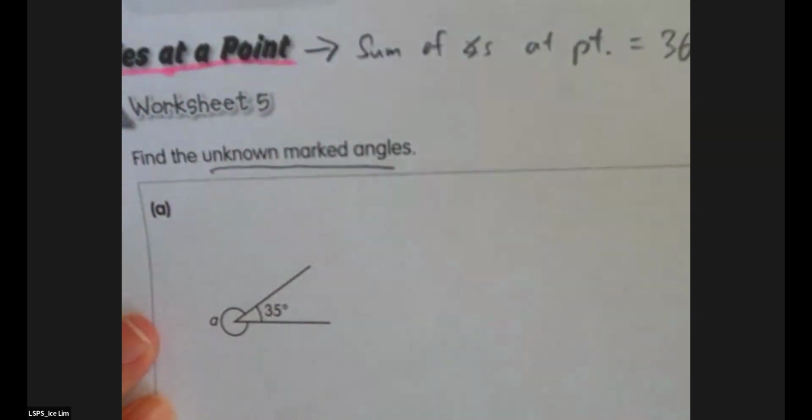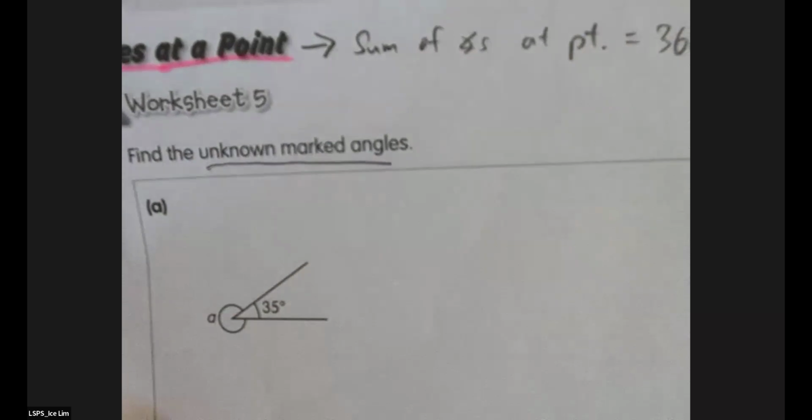And it says here, find the unknown marked angle. Can you see the property in this question? Can you see the pizza slices in this question? Can you see the point? Can you see the turn that you're supposed to find? This is the pizza slice that you're supposed to find. Is this difficult?